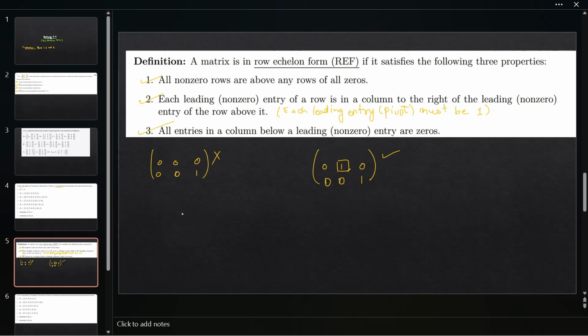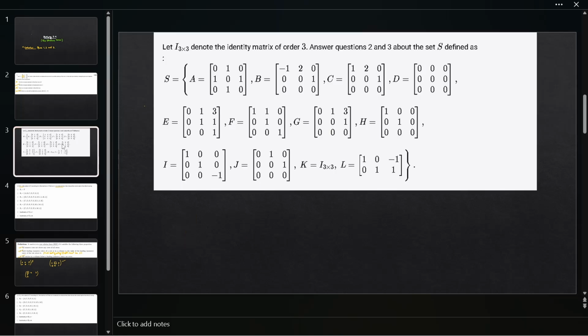That means if I have a leading entry over here, 1, and let's say there was some 2, 3, then all the entries below this 1, which is my first leading entry, must be 0. Okay, so once we know this much information about the REF form, now let's jump onto the question and try to identify the matrices which are in REF form.